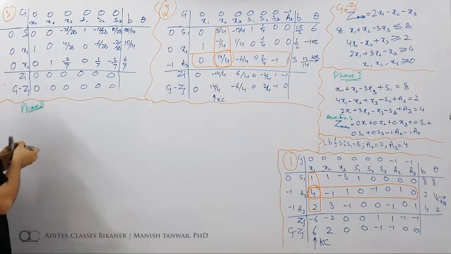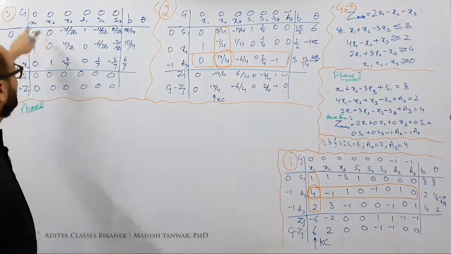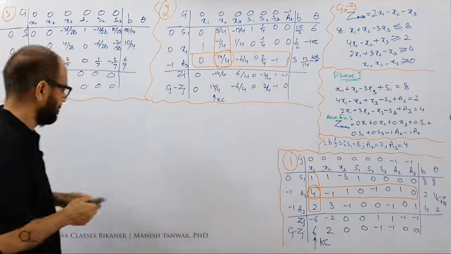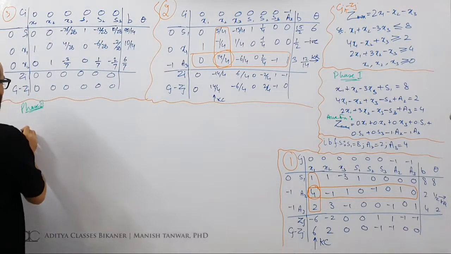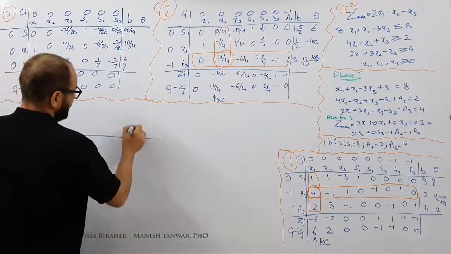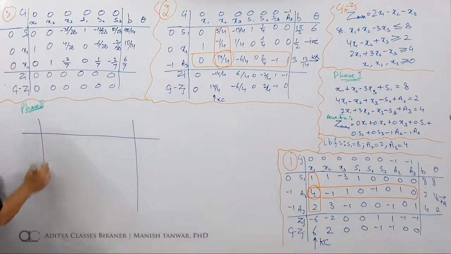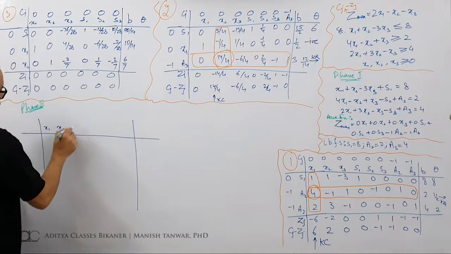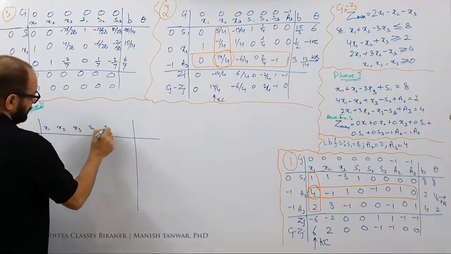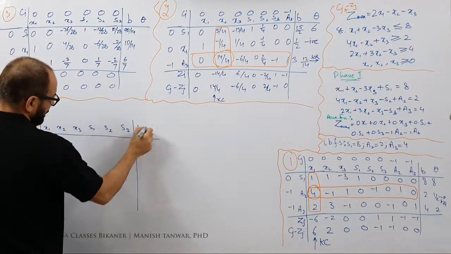Second phase is simply copying this matrix with new contributions. I'll go ahead with same matrix, but this time I'll be having my new contributions x1, x2, x3, s1, s2, s3, b and theta.